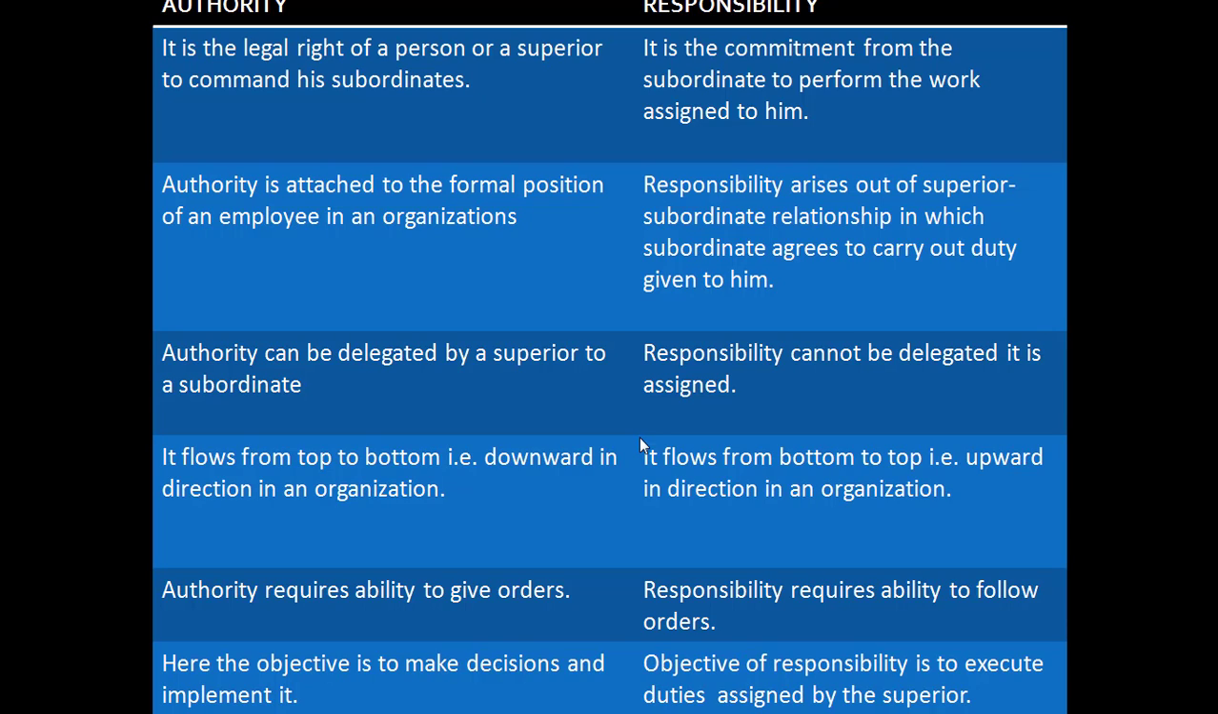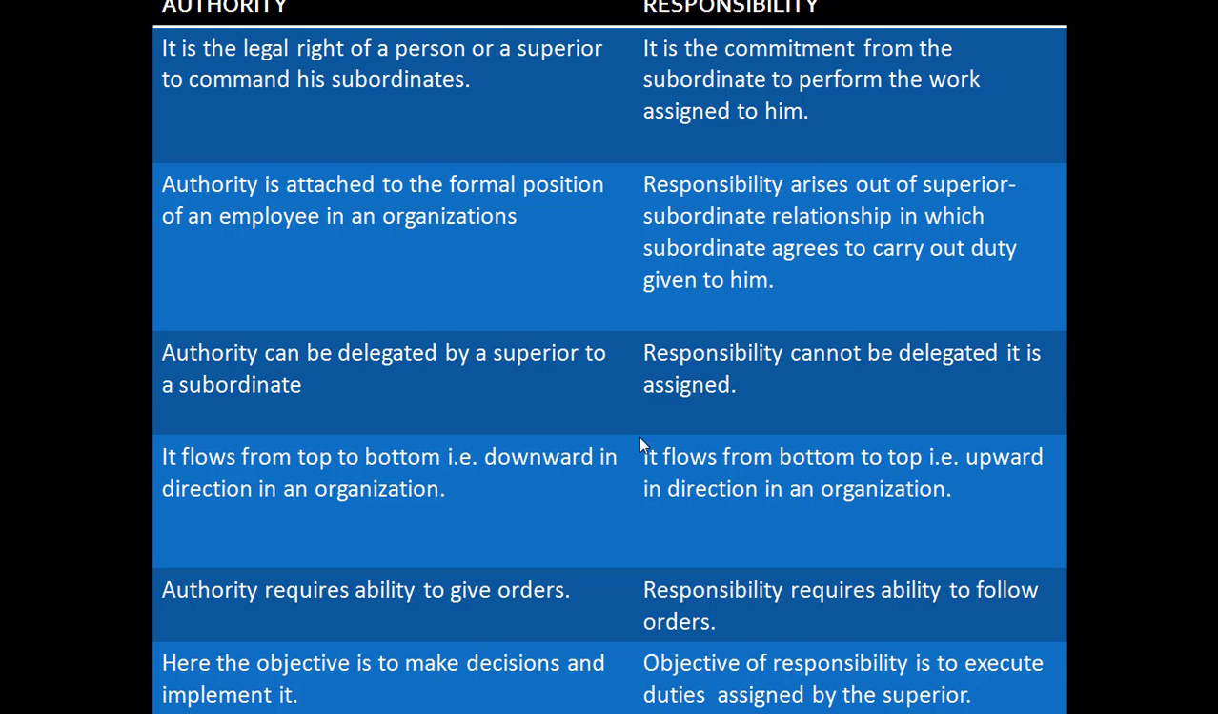And the next point is authority requires ability to give orders. So authority means the power and it requires the ability to give orders, right? So if you have authority, you have the power to give orders to your subordinates. However, responsibility requires ability to follow orders. So if you have got a responsibility to do, that means you should have the ability to follow the orders which are being given to you by your superior.